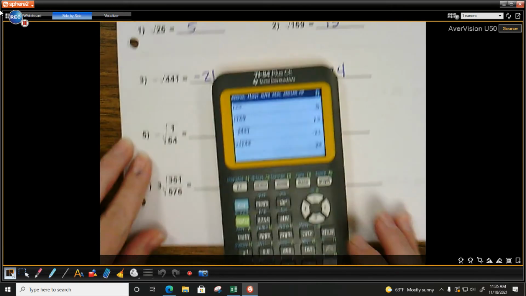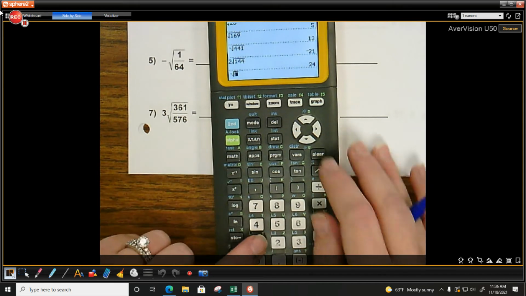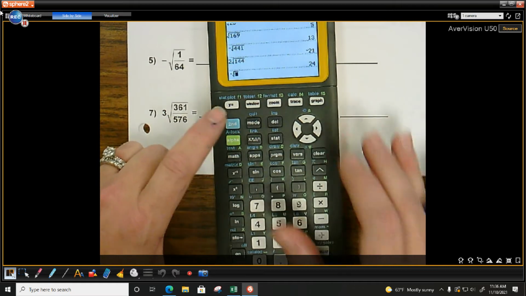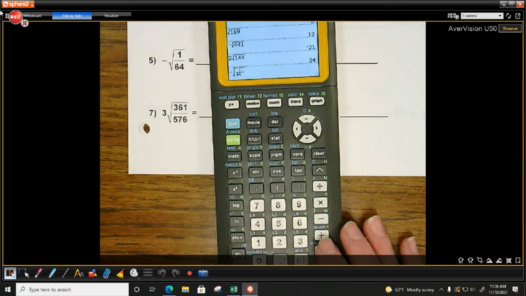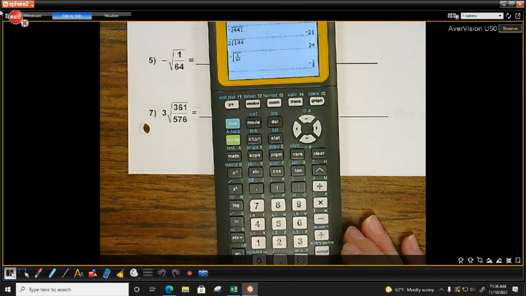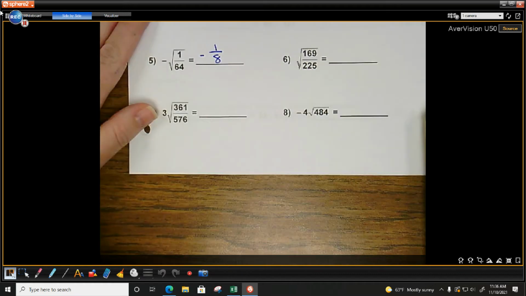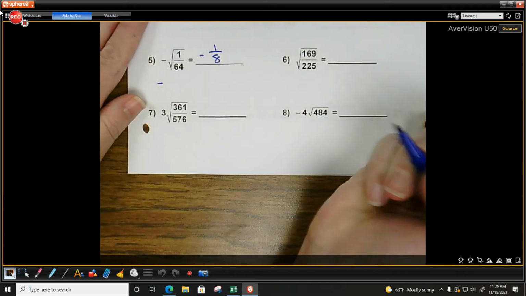Okay? Next one. Negative square root of a fraction. Okay, this negative square root of 1 over 64 is negative 1 over 8. Now, I do want to talk about why this one works like that. We haven't looked at any fractions yet. The negative's just out in front, that's why my answer is negative. Okay, so negative, keep the negative out in front.